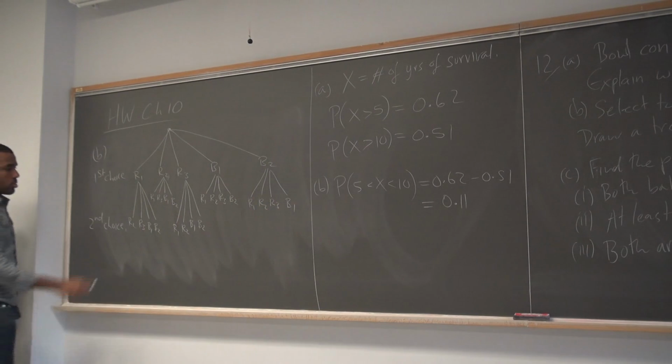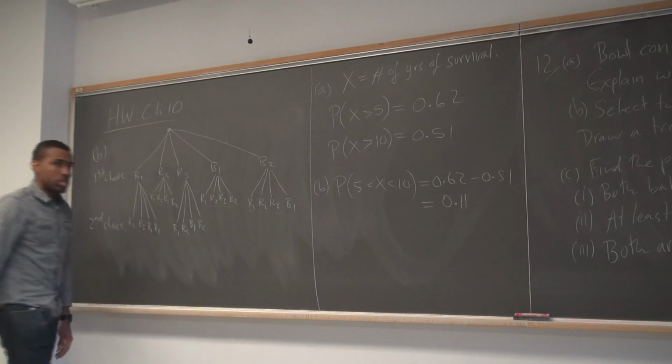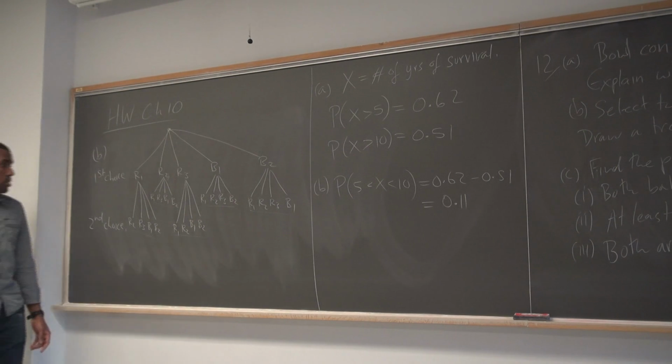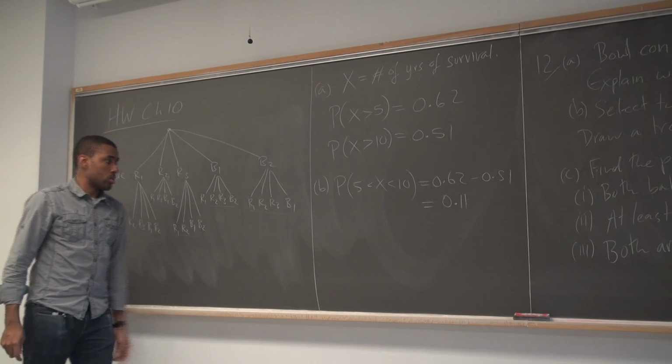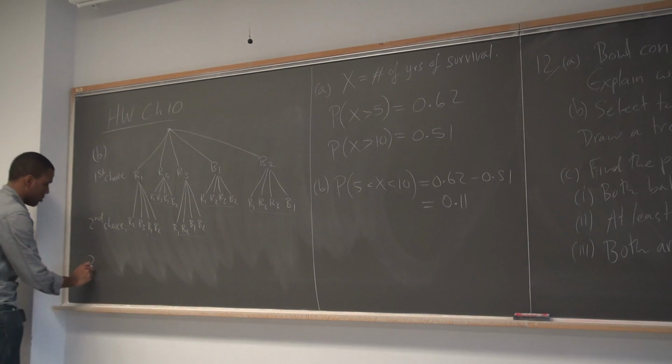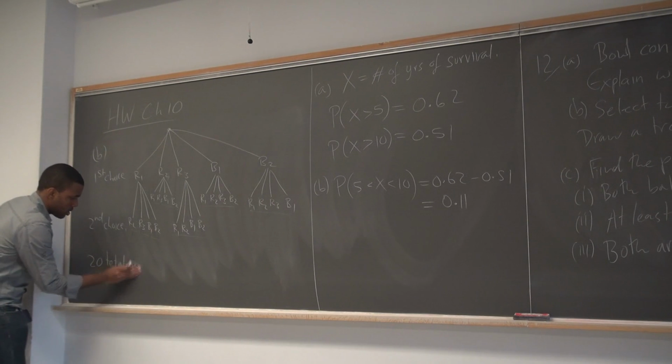So remember, when we counted how many things were on the last level, that told us the total number of possibilities, right? So we had 4 options, and we had 5 of those, so there are 20 total options. Total possibilities.